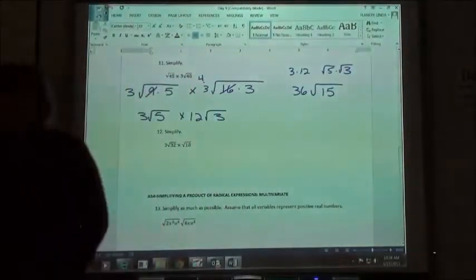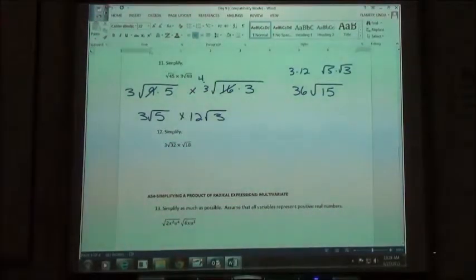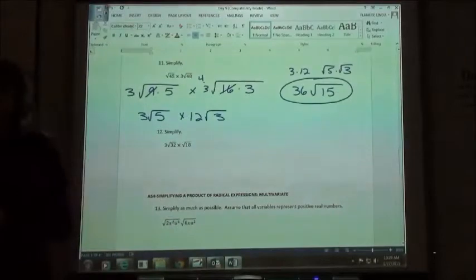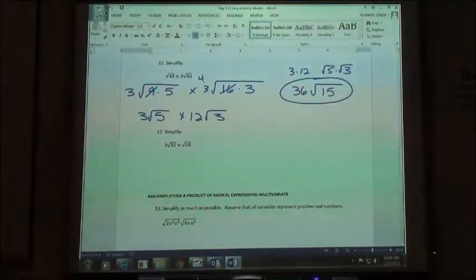Now I have to look at that and say, does 15 have any factors that are perfect squares? Well, technically 1 is a factor, but 1's not on our list here. 16 is too big, 9 doesn't divide into 15, and 4 doesn't divide into 15. That means I'm stuck. I can't go any farther than that. This is going to be my answer. Unlike with the 12, where I could work it down further.